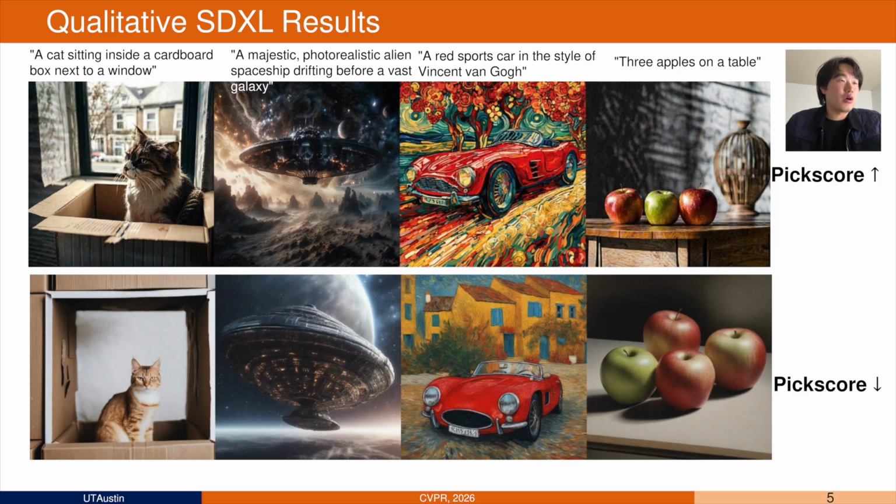And here are the qualitative SDXL examples. The top row shows the high PickScore samples, and the bottom row shows the low PickScore samples. The high score images better preserve the prompt details, such as the cat being inside the box near a window, or the object count for apples, like preserving this three information. So the PickScore improvement corresponds to visible improvements in the prompt alignment.